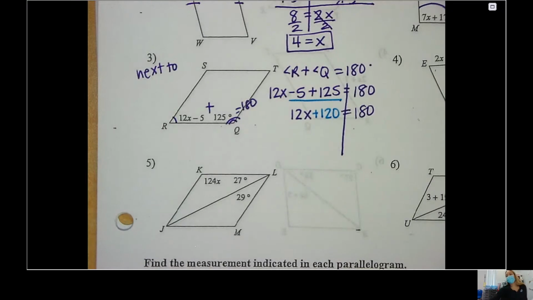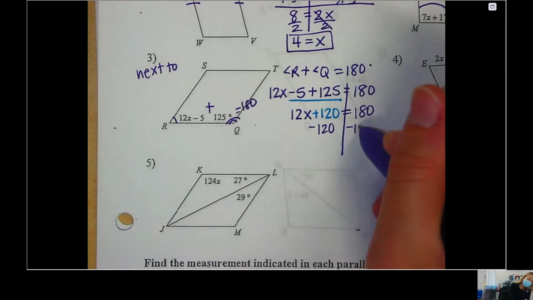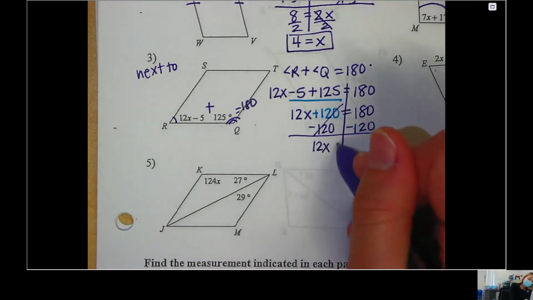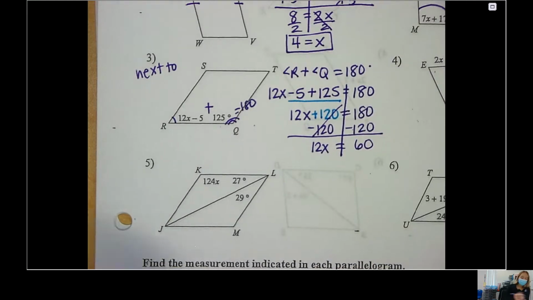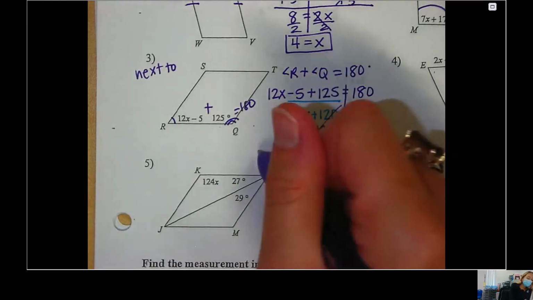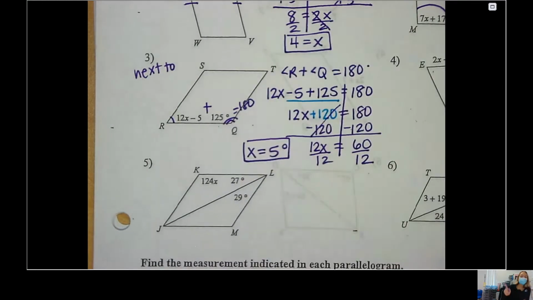Okay, what comes next? Subtract 120 from both sides. I get 12x equals 60. And then my last step. Divide by 12. X equals what? 5 what? Very good. 5 degrees. Make sure if it's an angle, you put a degree symbol with it. But make sure too, though, that if it's not an angle, you don't put a degree symbol with it. Okay, so make sure you're being very careful to look at the problem.